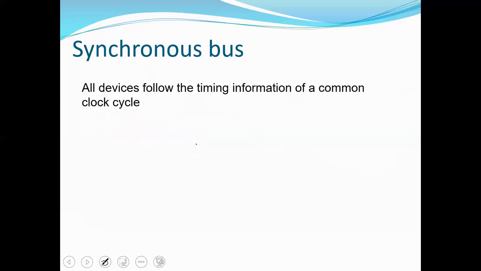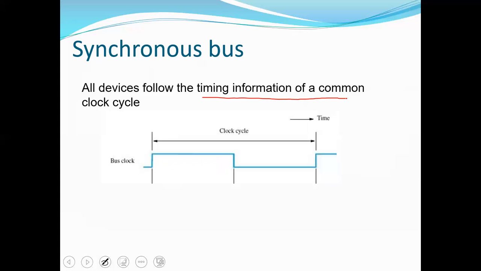So asynchronous bus you have seen. Here a timing is followed. So it follows timing information, that is, a common clock cycle is maintained, which is noticed by both the master and the slave, and the communication, that is the transfer of data, takes place. Okay, so there is a clock.